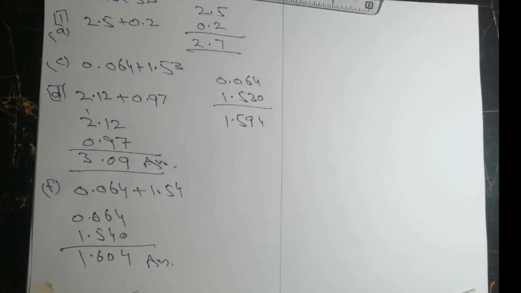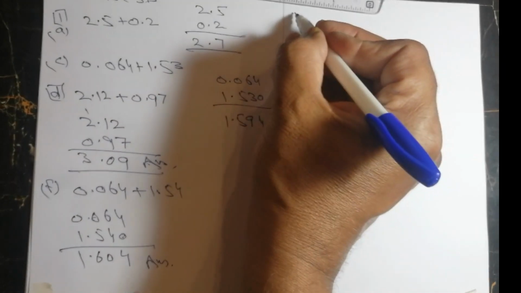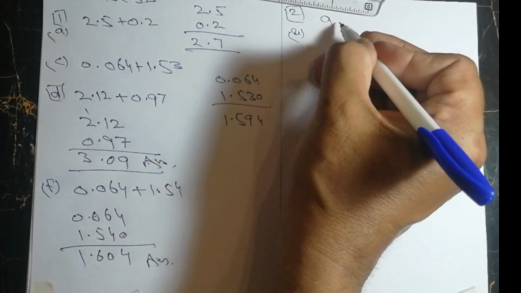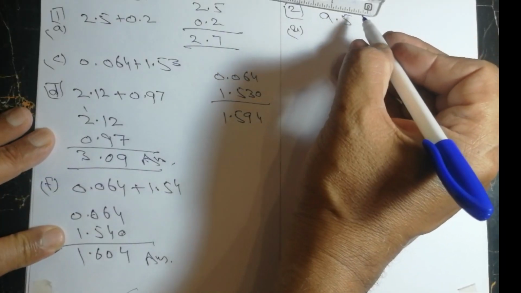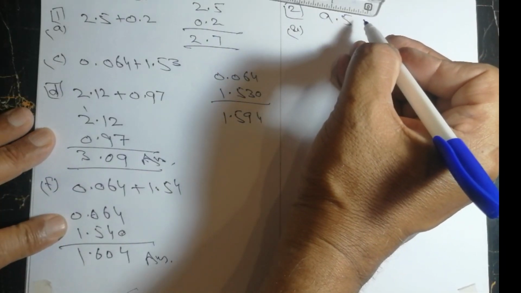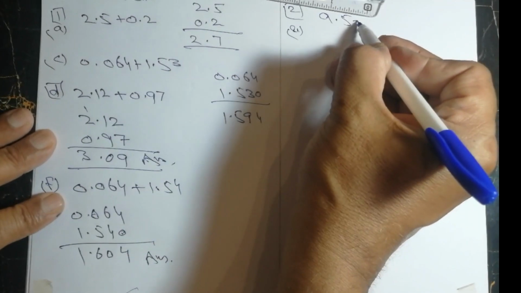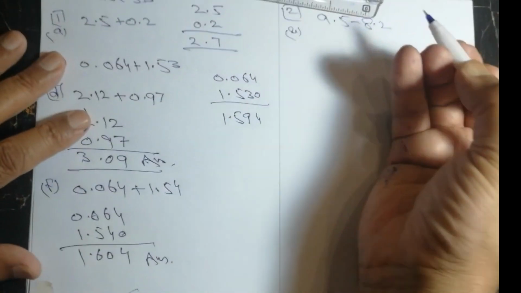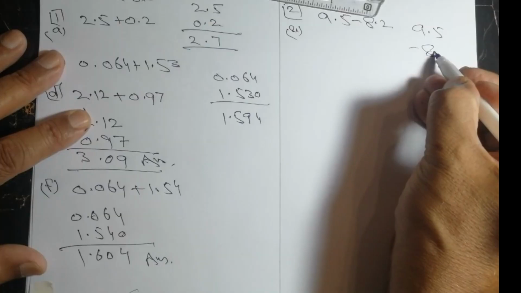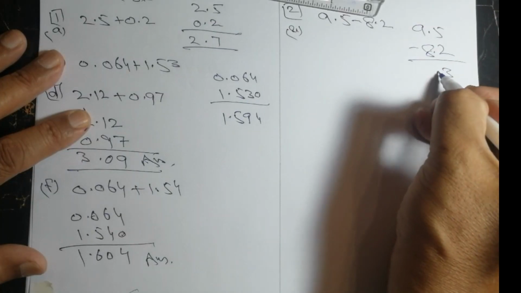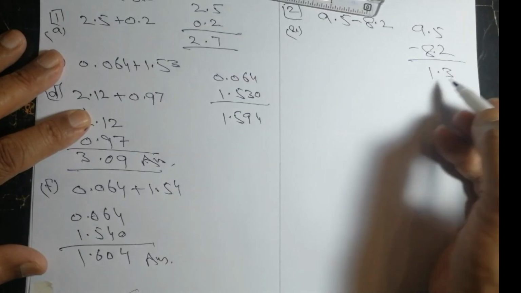Question number 2 is evaluate each of the following. These are with minus sign. Question number 2, part A is 9.5 minus 8.2. So 9.5 minus 8.2. So 3, decimal, this is 1. So this is the answer.